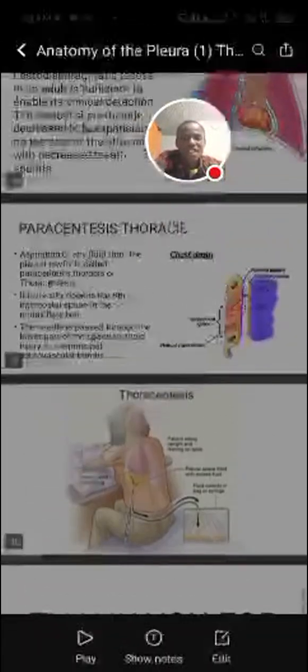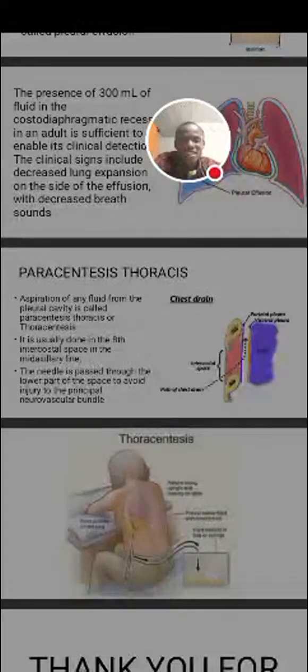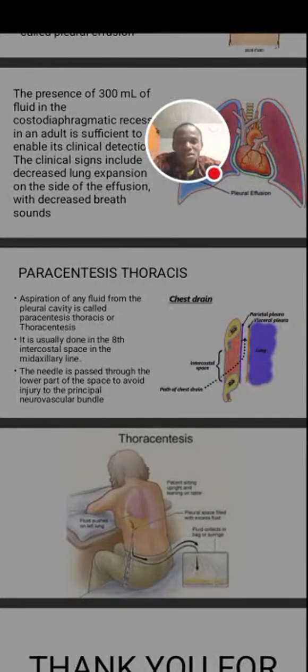Thoracentesis, or paracentesis thoracis, is the aspiration of any fluid from the pleural cavity. It is usually done in the 8th intercostal space. All right, so that's number one.